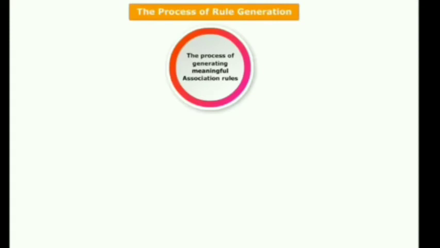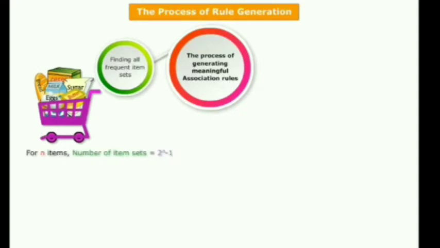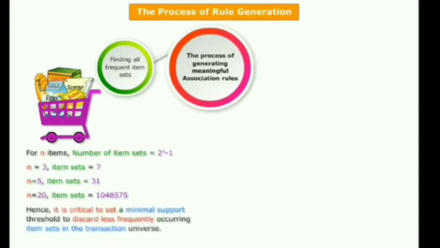The process of generating meaningful association rules from the dataset can be broken down into two basic tasks. Finding all frequent item sets. For an association analysis of n items, it is possible to find 2 to the power n minus 1 item sets, excluding the null item set. As the number of items increase, there is an exponential increase in the number of item sets. Hence, it is critical to set a minimal support threshold to discard less frequently occurring item sets in the transaction universe.